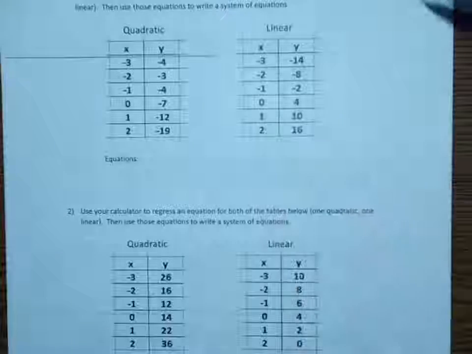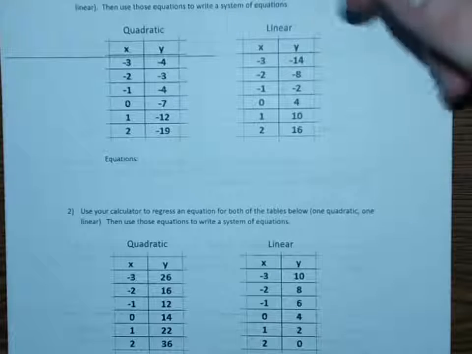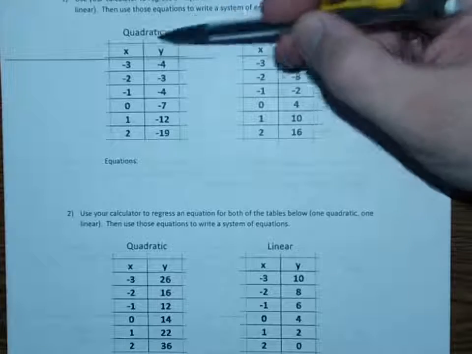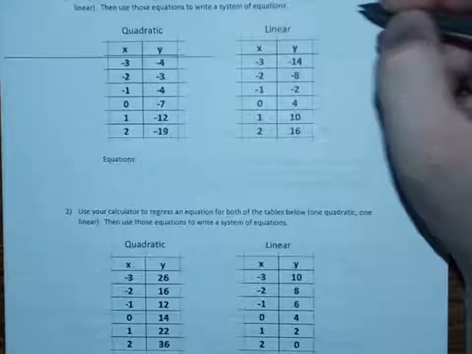I'm going to look at number 1 on the Formulating Quadratic Systems practice packet. Should be attached to this video if you're on my Google Classroom. If you're just on YouTube, it's not attached. But anyway, we're given 2 tables. You can see this one's labeled quadratic and this one linear. I'm going to do both just to show you. It's pretty straightforward. First, you have to put in the data.